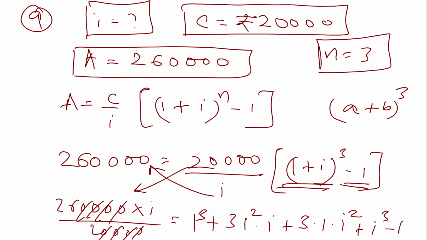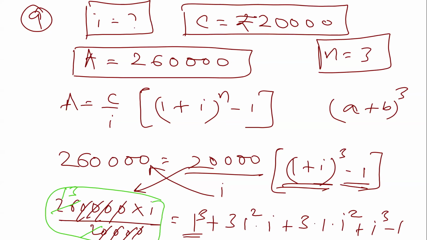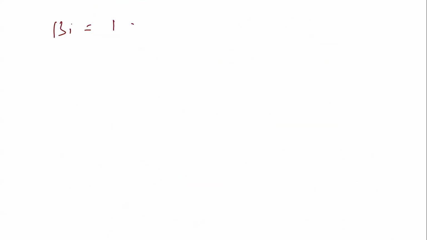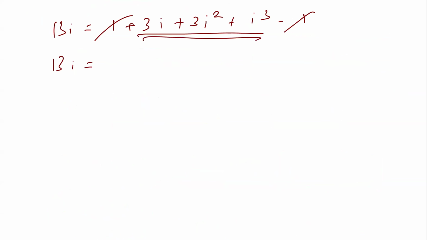So the left hand side in this calculation becomes 13I. This is 13I equal to 1 cube is 1, 3I, 3I square, I cube minus 1. So I'll just write all these terms: 1 plus 3I plus 3I square plus I cube minus 1. So 1 and 1 are getting cancelled. Let's take I common over here: 3 plus 3I plus I square.